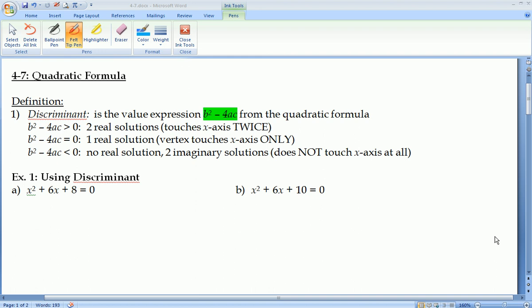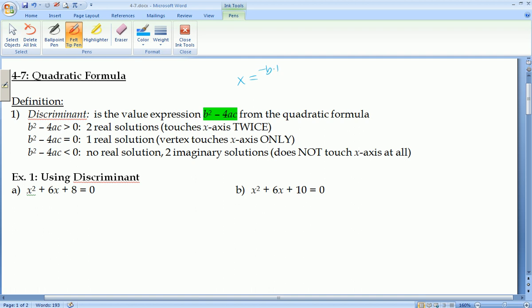Okay guys, we're going to start the quadratic formula. Most of you guys have already learned this before, so this should be review for a lot of you guys. So the quadratic formula is used to solve for the x-intercepts when you cannot factor them. You can also use it when you factor them as well, if they are factorable.